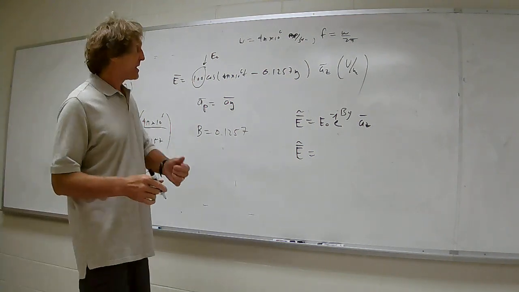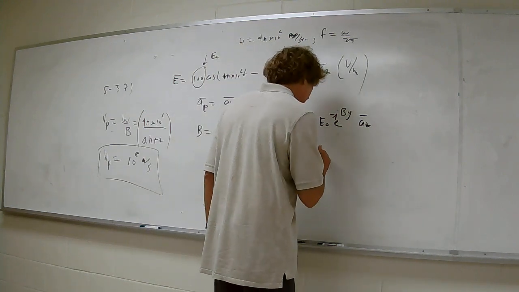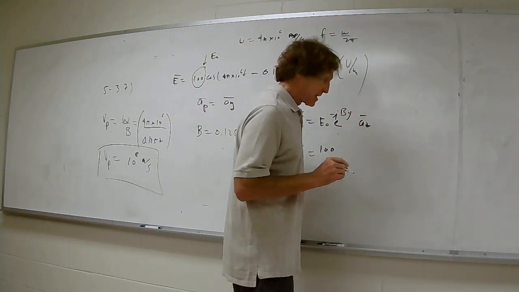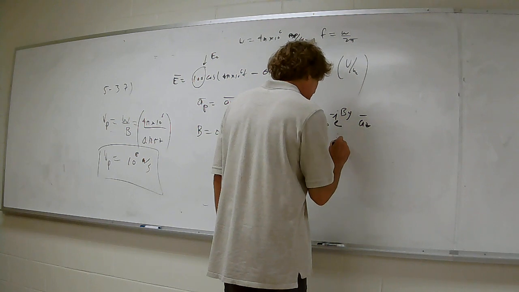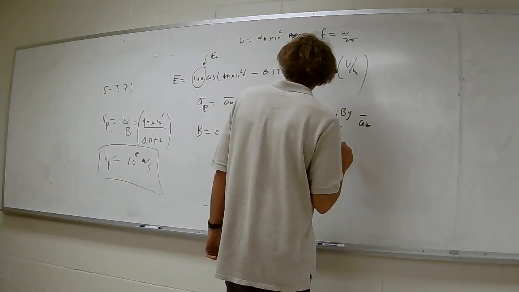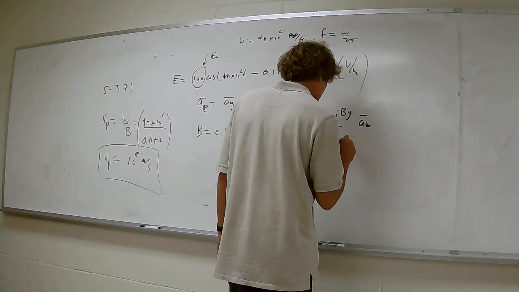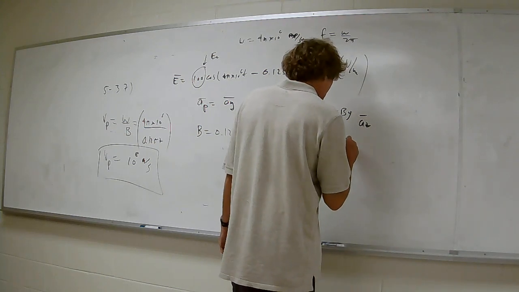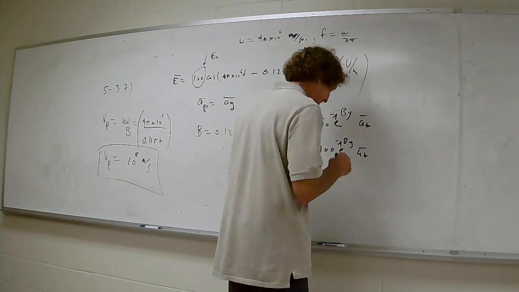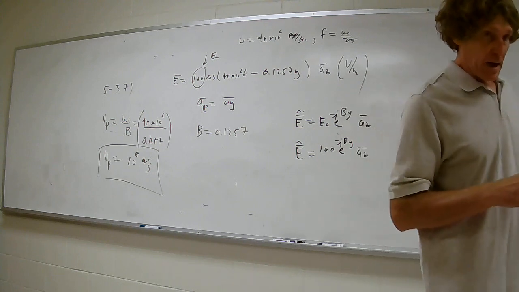All right, what is E naught by inspection? 100, right? Now it's going to be e to the minus j beta y, and I just leave it as beta; we know what it is. And in the AZ direction. Now that's the E field.